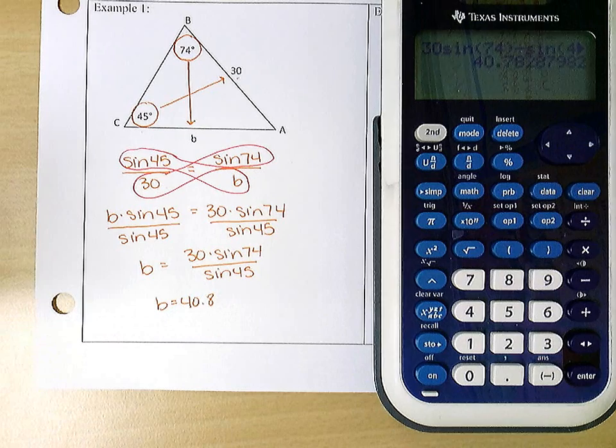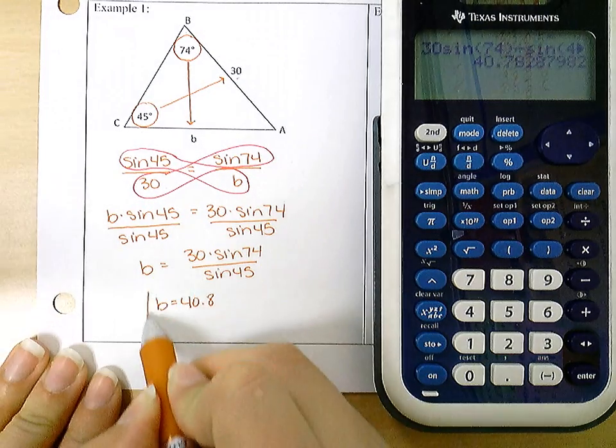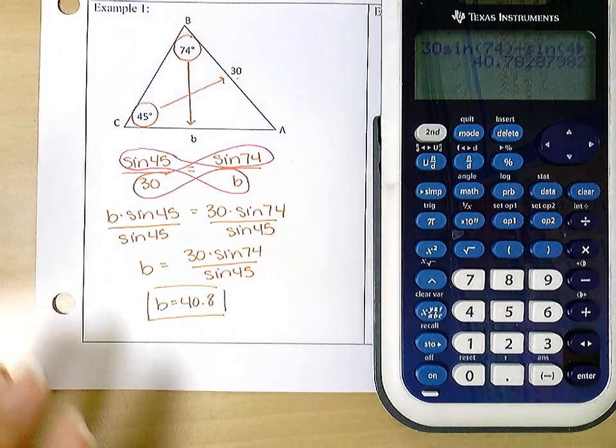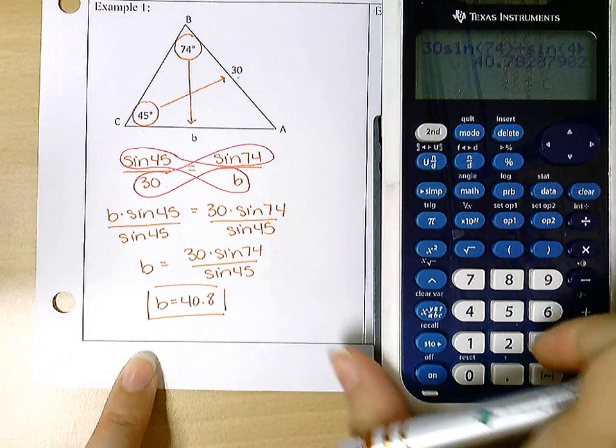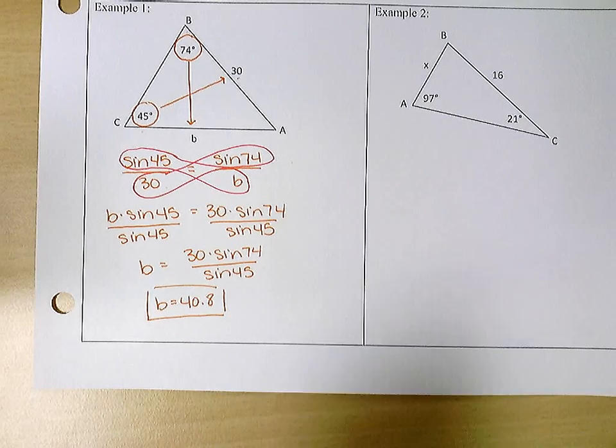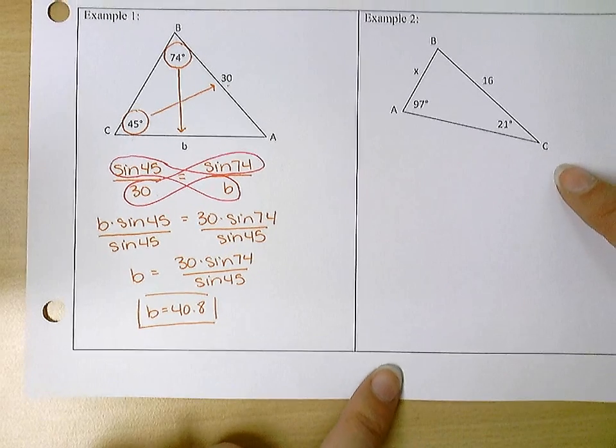Okay, so that other side there would be about 40.8. Now when you're using law of sines, you don't have to decide if you're using sine, cosine, or tangent. It is law of sines. You're always going to press sine. Okay, hence law of sines. Okay, questions on this first one? Questions how to enter it into your calculator? All right, then we're going to do example 2.